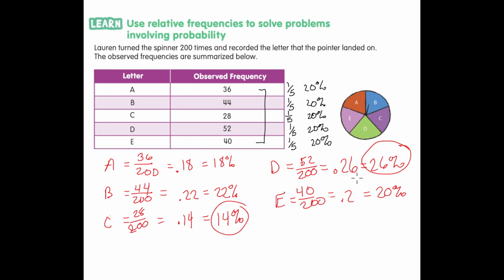You'll notice as we spun it too, they're all pretty close to 20%. E landed exactly at its theoretical probability, but D, C, B, and A aren't that far off. And I would say that if we spun it 800 more times, these numbers would probably shrink and get closer to that theoretical probability of 20%.